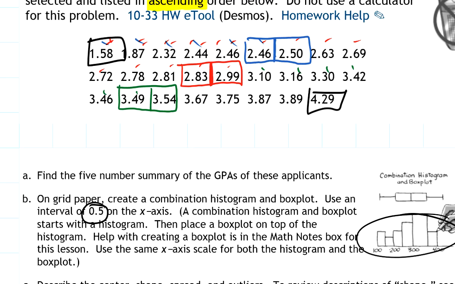1.58. So I'm thinking, since we're going to count by 0.5, it might be nice to just start our histogram at 1.5, and then we would go to 2, and then 2.5 and 3, etc. for the scale for the histogram. Let me pause the video and I'll set that up and talk about it with you.